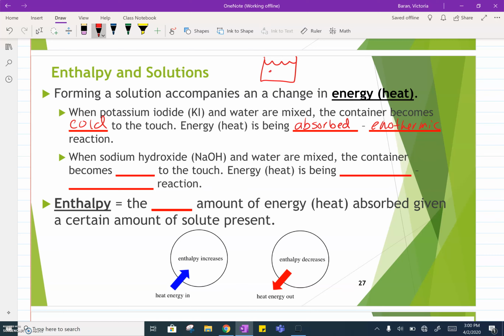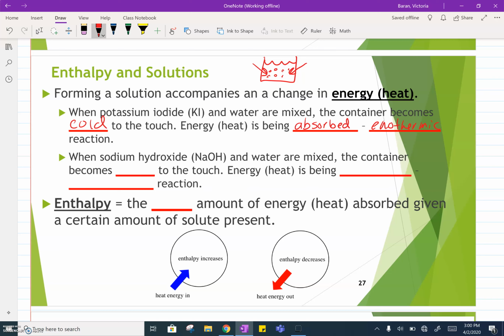So to illustrate this a little bit more visually, let's say there's your container that contains water, and you add that solute, which is the potassium iodide. That will dissolve, you'll have a reaction occur, and overall, more energy is being absorbed by the reaction than what is being released. So if energy or heat is moving into the reaction from the surrounding area, you're taking heat away from the surrounding area, causing the container to feel cold to the touch.